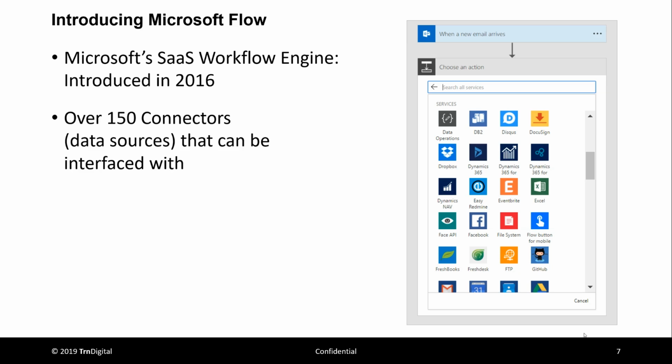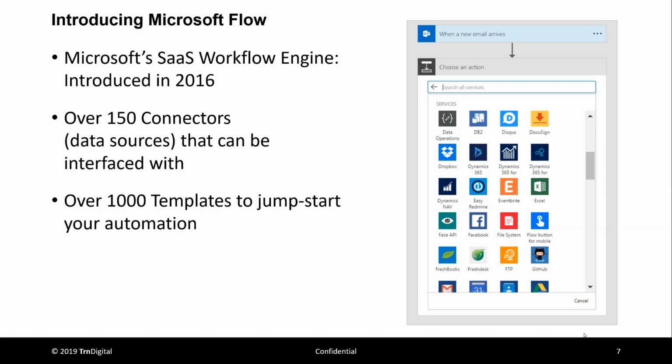Each connector you can think of as a data source, and being available in the cloud, it has a lot of cloud native connectors. But if you're looking to use this for on-premises data sets or on-premises systems, there are also different ways that you can connect that using different data gateways. And with that, there are also over 1,000 different templates available within the Flow marketplace at no cost to let you really jumpstart your automation.